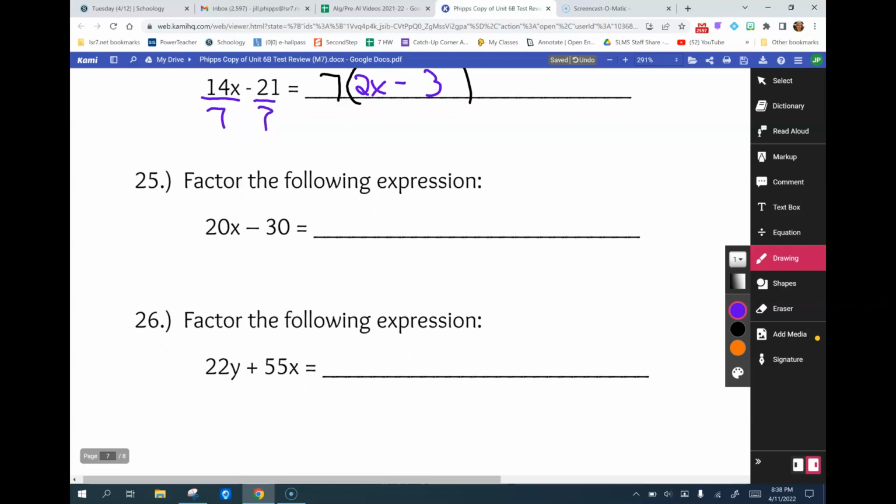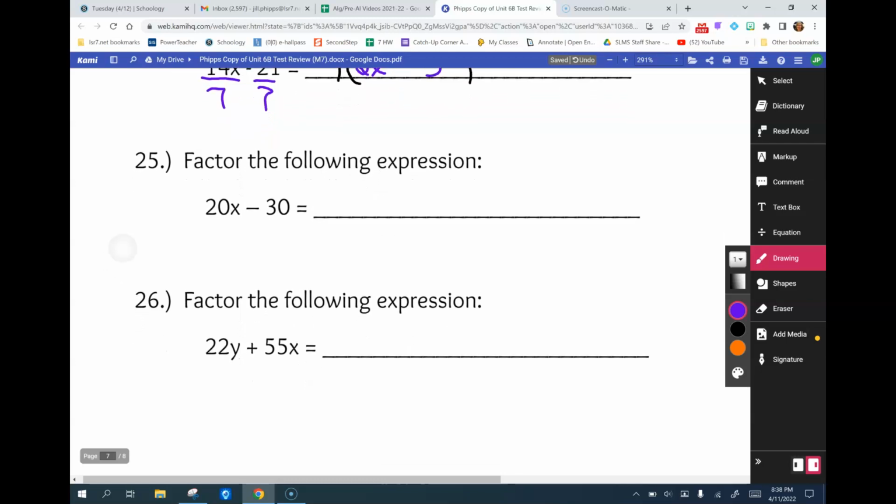If you haven't already, try some of these on your own. Please pause and try them on your own. Look at 20x and 30. What do they have in common? What can they both be divided by? 10, exactly. I'm going to divide both of these by a 10. So I get 2x minus, nice, x. 30 divided by 10. What's 30 divided by 10? 3. Exactly. There's my answer.